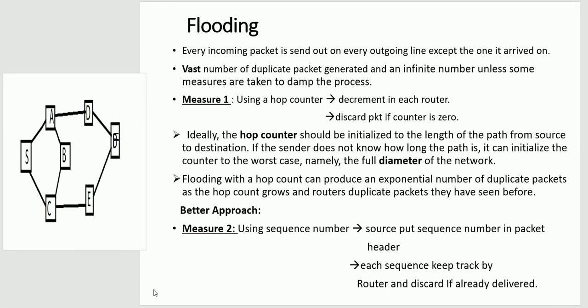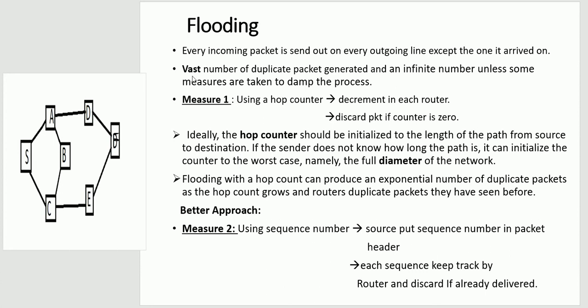So basically in flooding, every incoming packet is sent out on every outgoing line except the one it arrived on. This means that here in this network, there are 6 routers: S, A, B, C, D, E and F. So if S sends a packet to A and C, then A sends to D and B only. It's not sent again to S because the packet arrived from S. So it only sends packets to D and B. This is the basic concept of flooding.